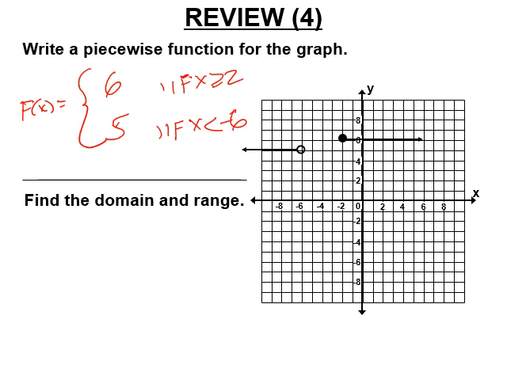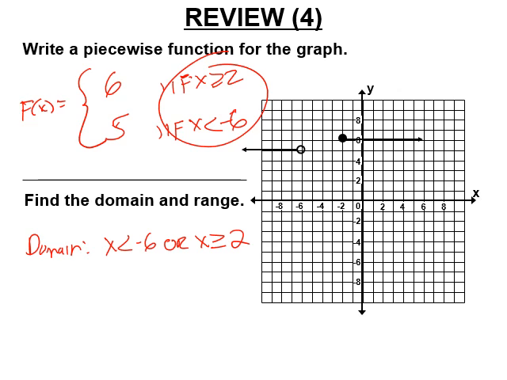Domain and range. The possible values of x. So x, there they are. X can be less than -6, or x can be greater than or equal to 2. This is like an OR inequality, because we have this gap. That's why we need the or there. And the range is these two values: y equals 5 or 6, doesn't really matter the order.